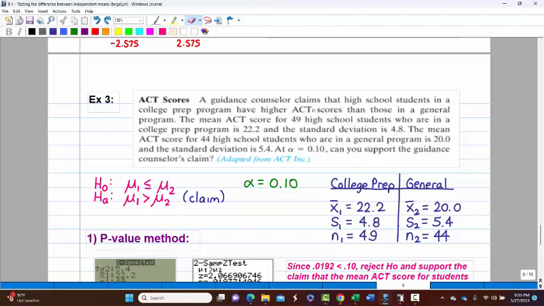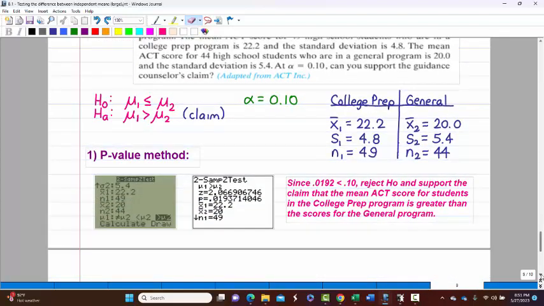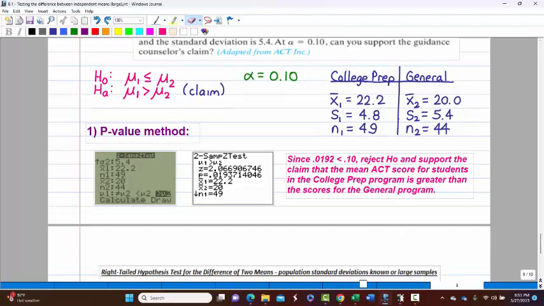So the counselor's claiming that the college prep program has higher ACT scores. In this problem, unlike the last one where it told you the hypothesis with the last statement, here it's the first statement right off the bat. So they're claiming that group 1 is higher than group 2, more than group 2. So we have mu1 greater than mu2. That's our claim. It's going to be a right tail test. So less than or equal to is going to be your H0. I wrote the alpha down there, so we can put this on the calculator.